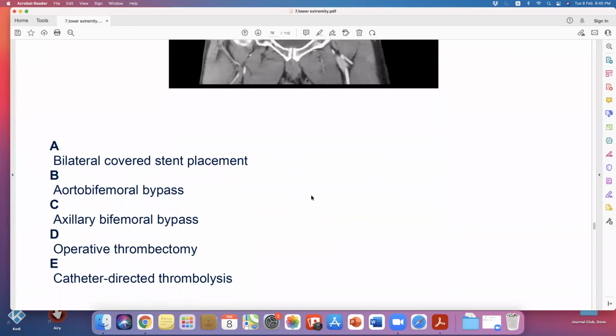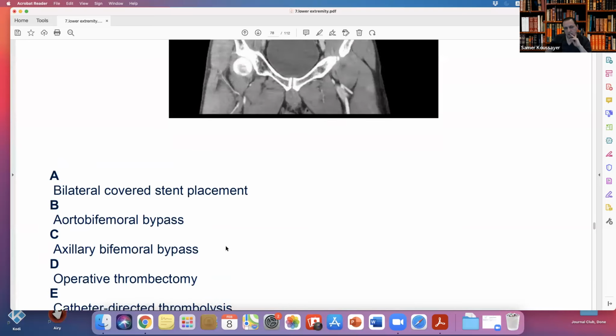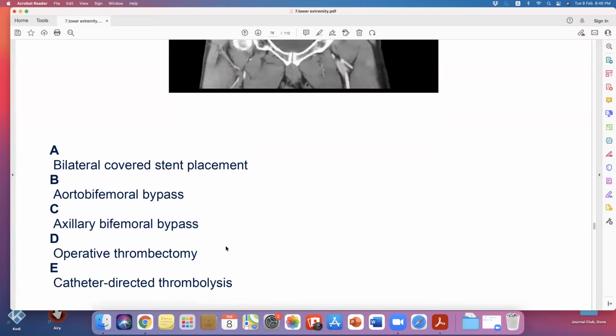B, aortobifemoral bypass. C, axillary bifemoral bypass. D, operative thrombectomy. E, catheter-directed thrombolysis. Okay, well, let's go first. Aortobifemoral is, of course, too much, and axillobifemoral is too much. This way is very obvious. Why not do open thrombectomy? Because you will not treat the dissection he has. Correct.